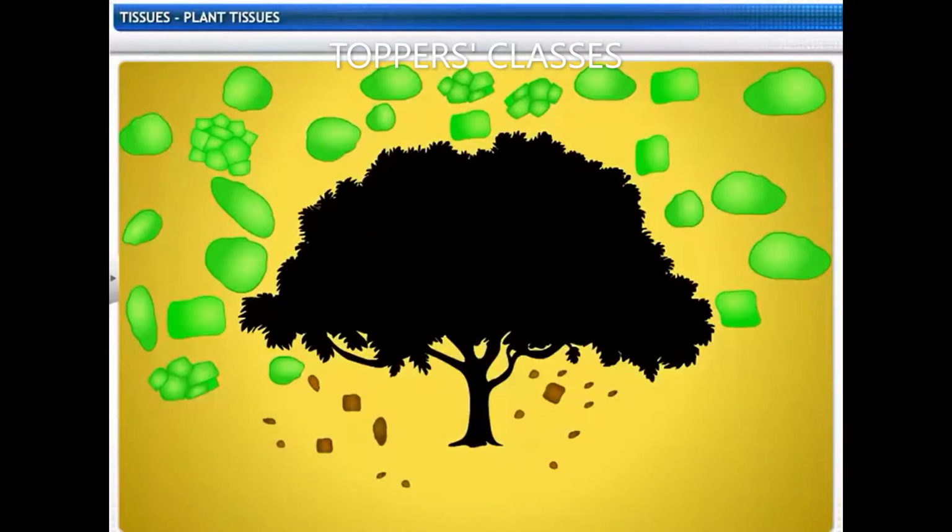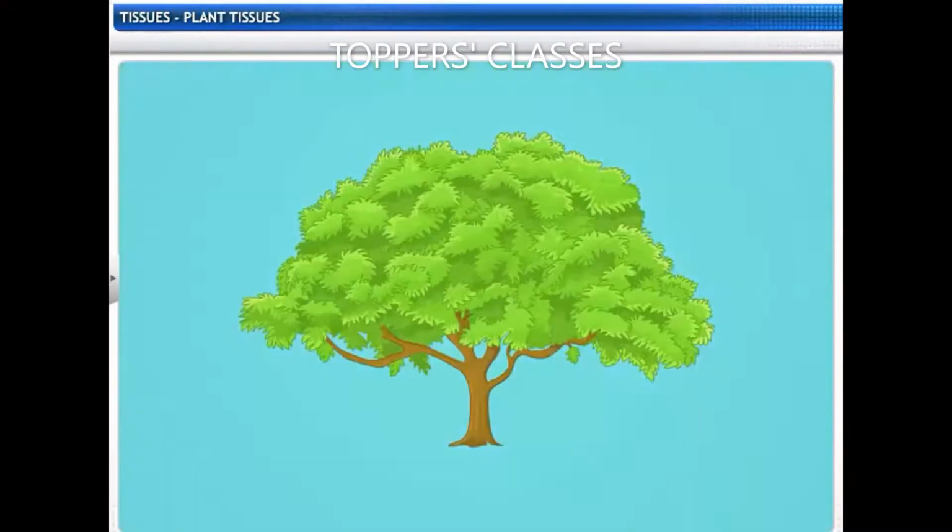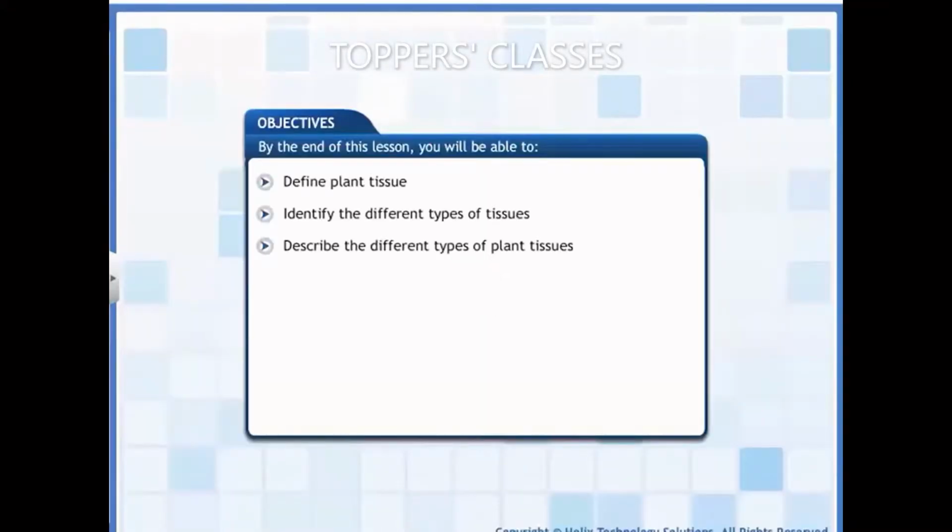Did you know that different tissues in plants have different functions too? But they work as a team to keep the plant alive. By the end of this lesson, you will be able to define plant tissue, identify the different types of tissues, and describe the different types of plant tissues.